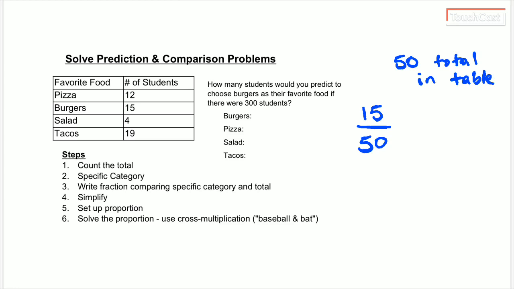So let's simplify this fraction first. So we can divide both of those by 5, so we get 3 over 10. So now we're going to set up our proportion so that we can make our prediction.